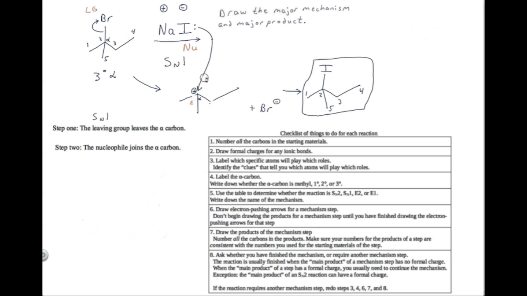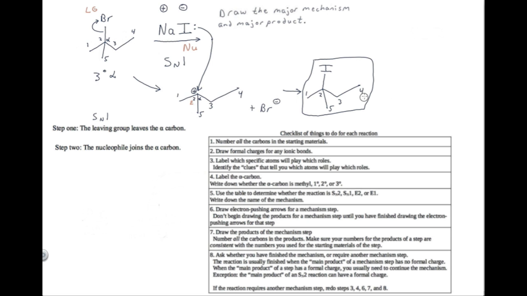So number your products consistently with your starting materials. I give this carbon the number 1 to show it's the same carbon as this carbon 1. I give this carbon the number 2 to show that it's the same as this carbon 2. So make sure that your numbers are consistent with the numbers you used in the starting materials.